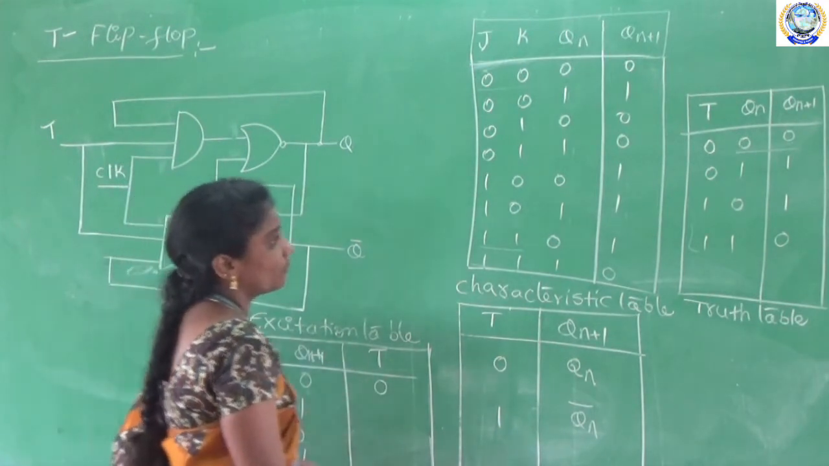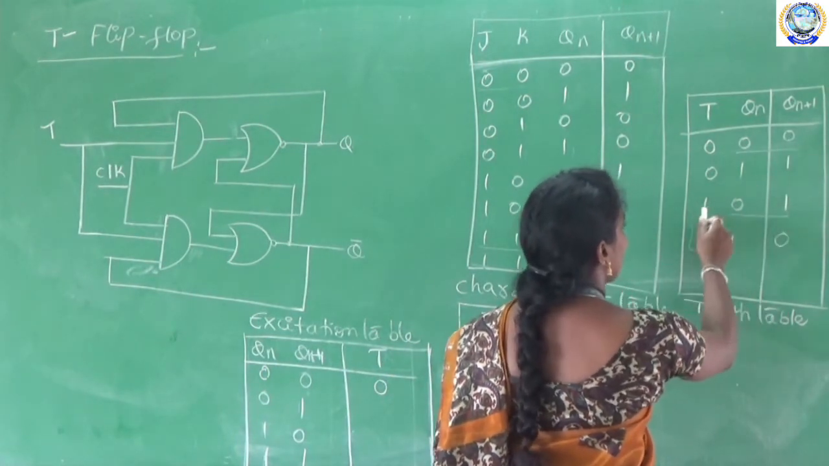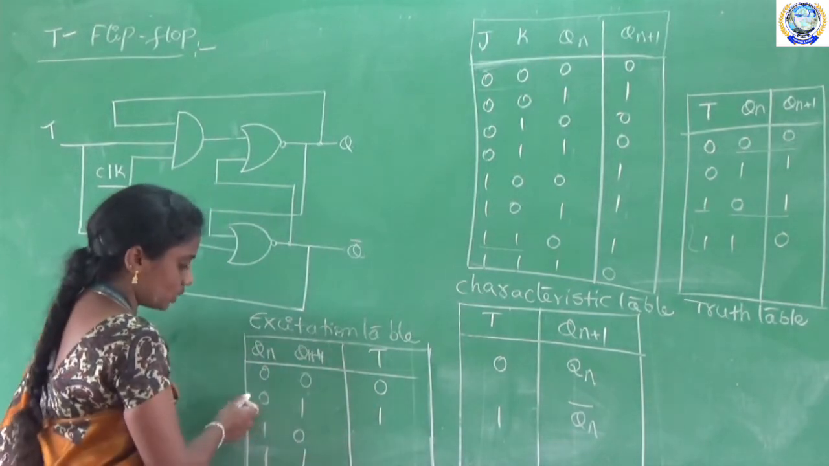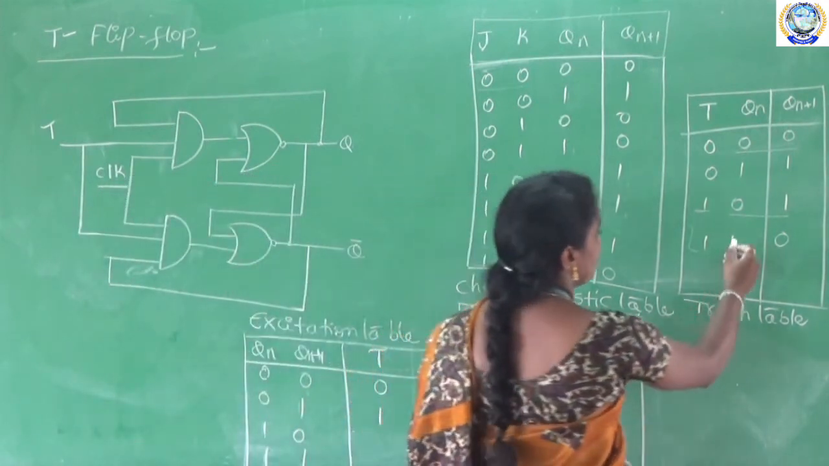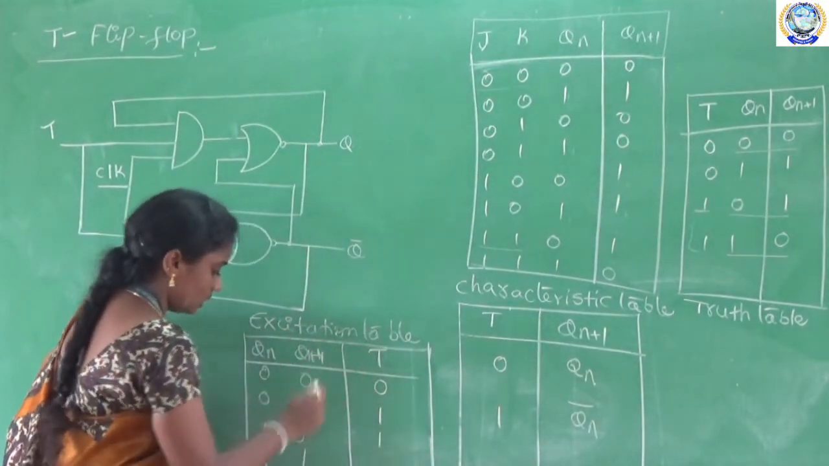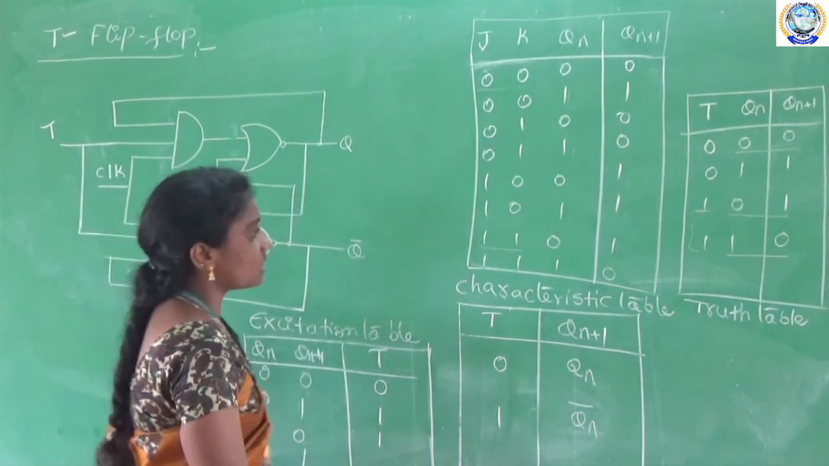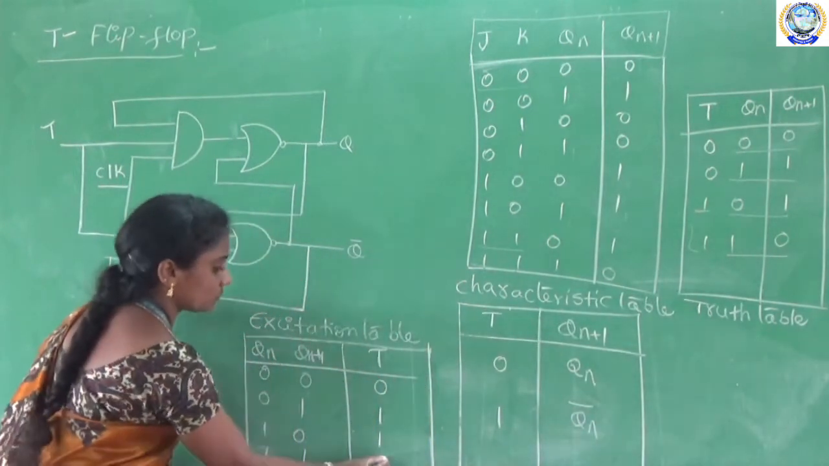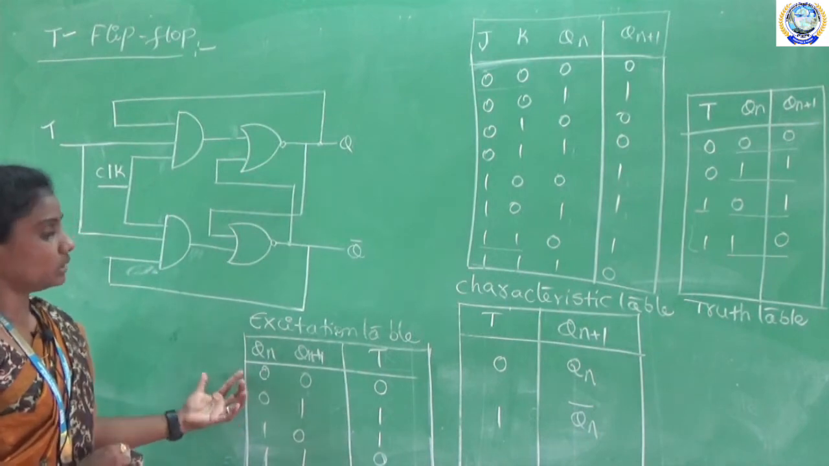Next 0, 1. If Qn equal to 0, Qn plus 1 equal to 1, what is T? It is equal to 1. Again, if we consider Qn equal to 1 and Qn plus 1 equal to 0, what is the condition of T? It is equal to 1. Here if we consider Qn equal to 1 and Qn plus 1 equal to 1, what is the state of T? Both are equal to 1 means T equal to 0. So this is the excitation table of the T flip-flop.